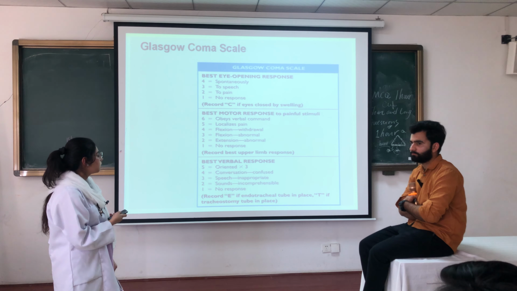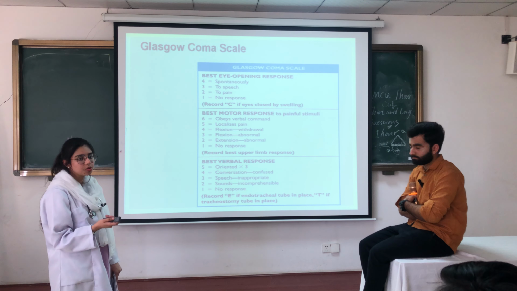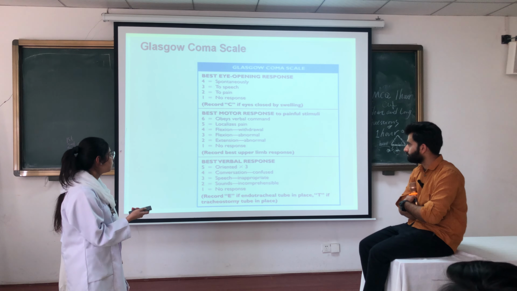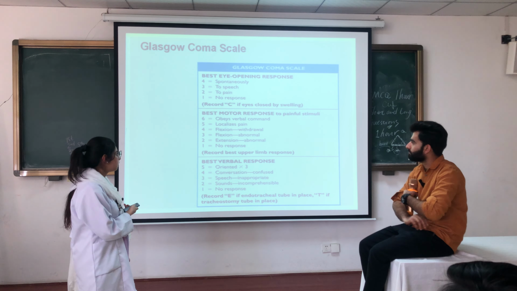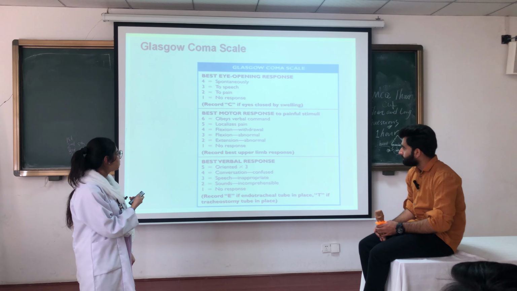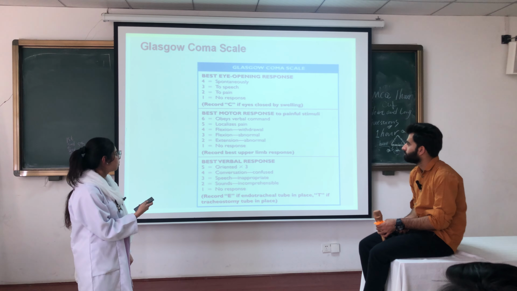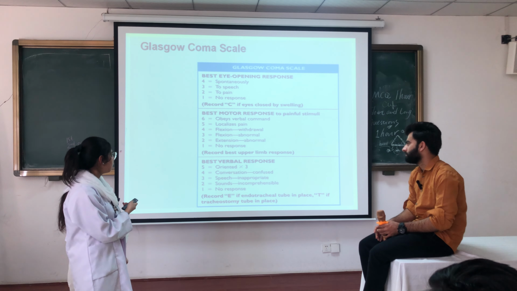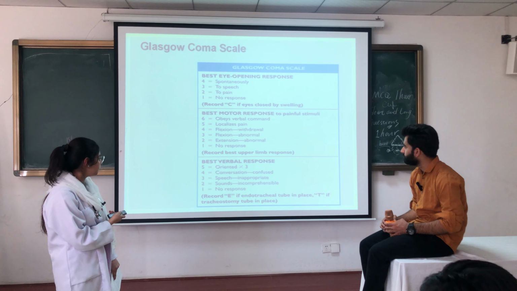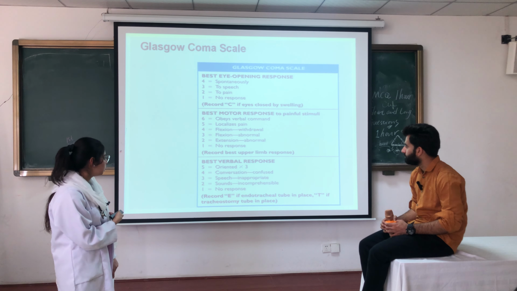And motor response: no motor response means one, extension means two, abnormal flexion is three, flexion withdrawal is four, and localized pain is five. If it obeys verbal commands, then it is six. Then verbal response: if there is no speech, no sound, no response, then it is one.